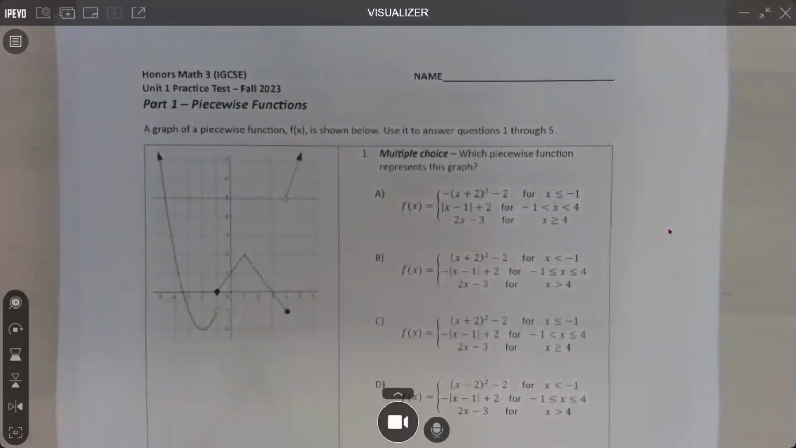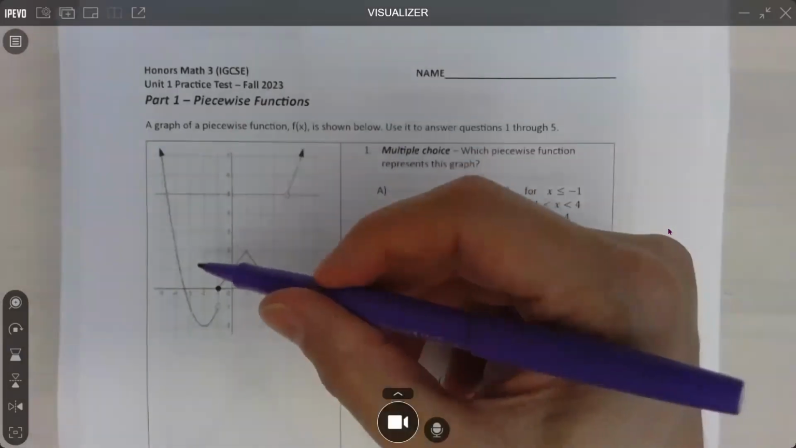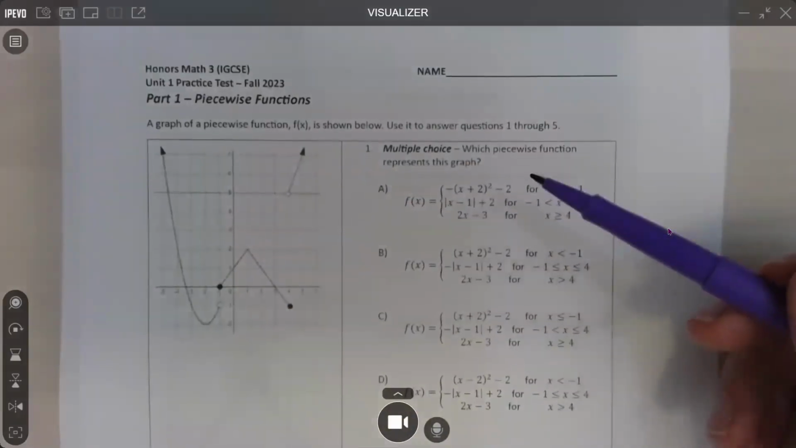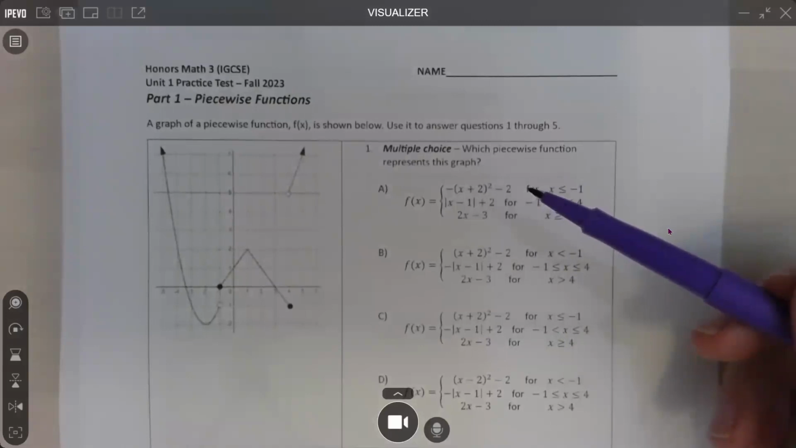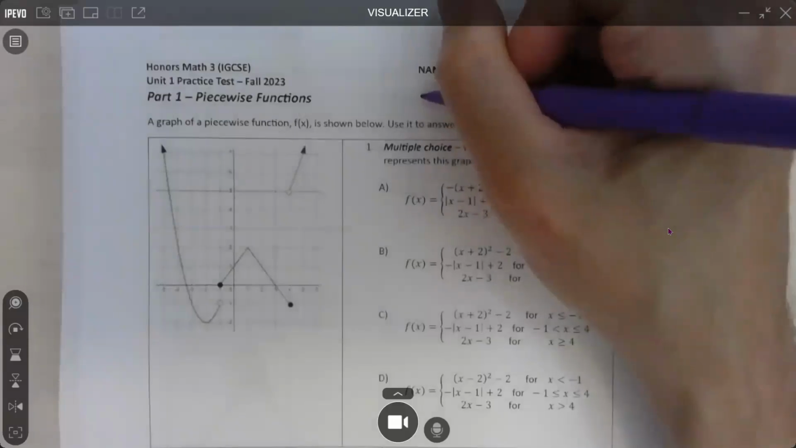This video is going to be going over the front page of the practice test dealing with this piecewise function. All right, so the first thing is we have a piecewise function here, graphed, and we're going to be asked a series of questions. Which function could represent that graph? One of the things that you can do to help you visualize what that function should look like is graph it in Desmos. So I would graph this in Desmos.